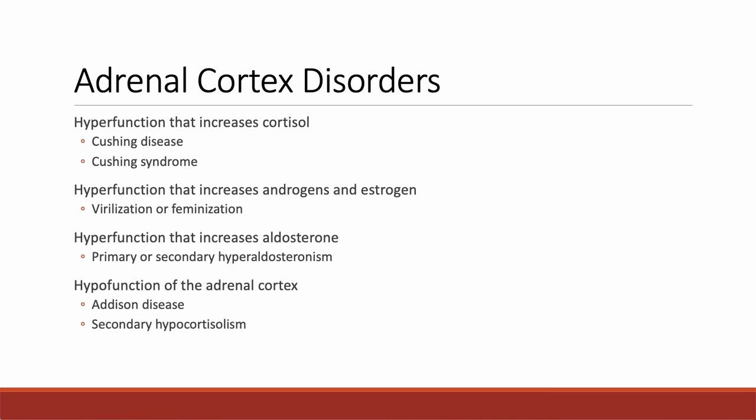Hyperfunction that increases androgens and estrogen, which is something else that are initially produced or influenced by the adrenal glands. And then hyperfunction that increases aldosterone, and hypofunction in the adrenal cortex that causes Addison's disease.